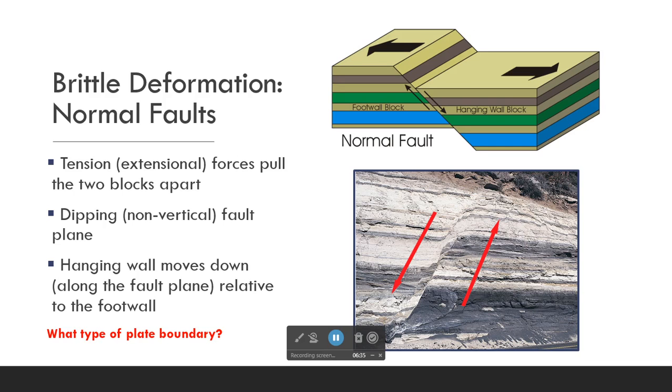So here's our example of normal faults, and this is what you're going to see at Toadstool. The Toadstool Fault is a normal fault. So again, normal faults form from tension, forces that are pulling things apart, and the hanging wall moves down in relation to the footwall. So there's an image of that, just another example in the bottom, and then a diagram depicting that type of normal fault at the top.